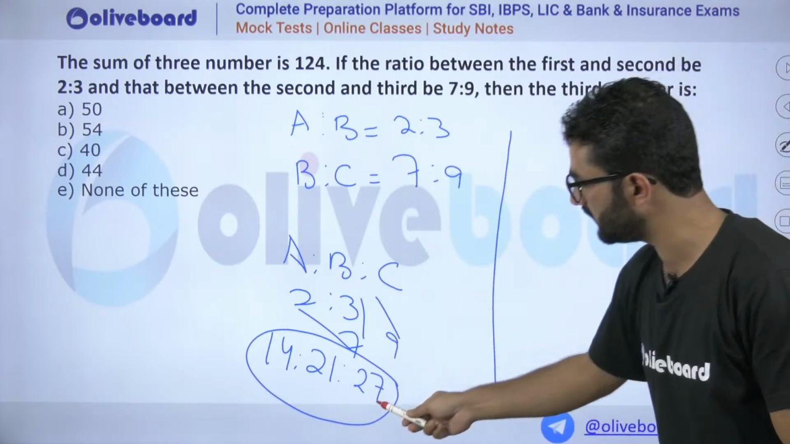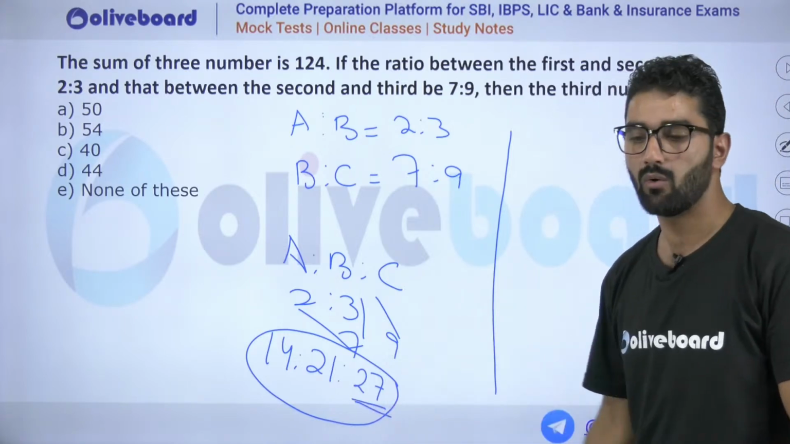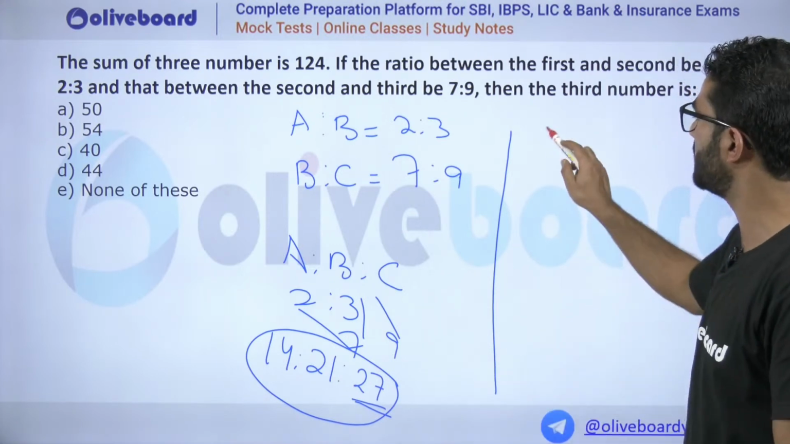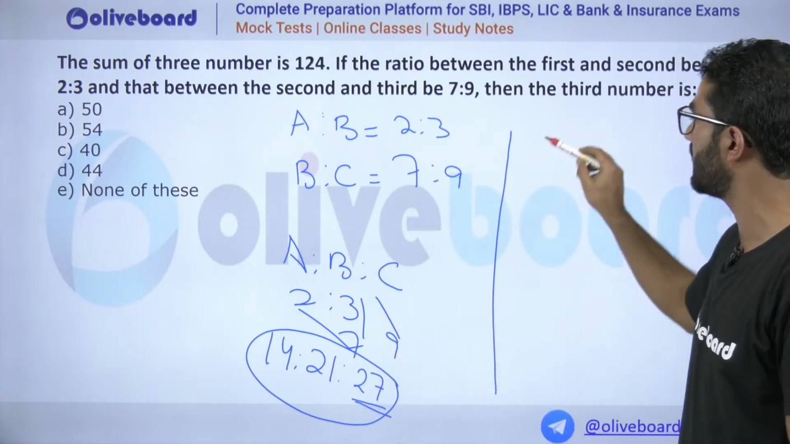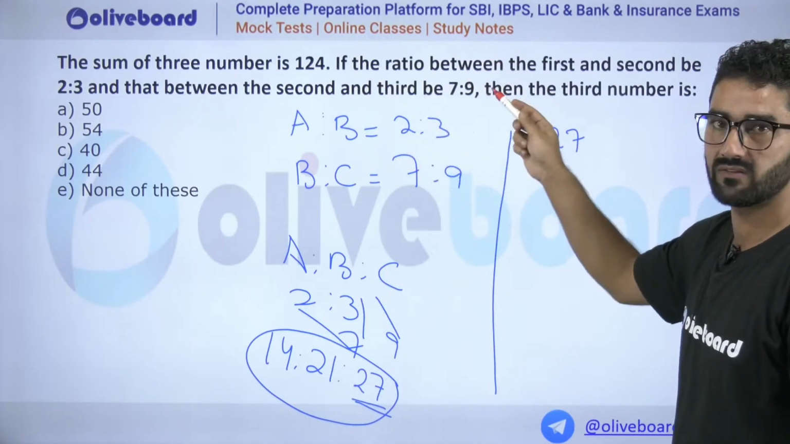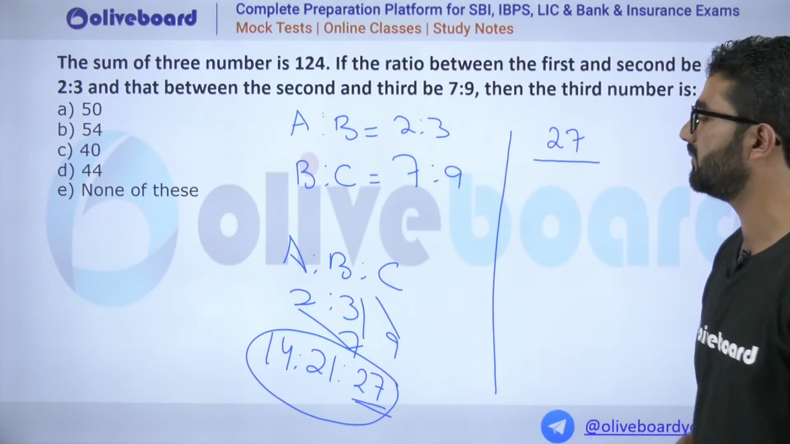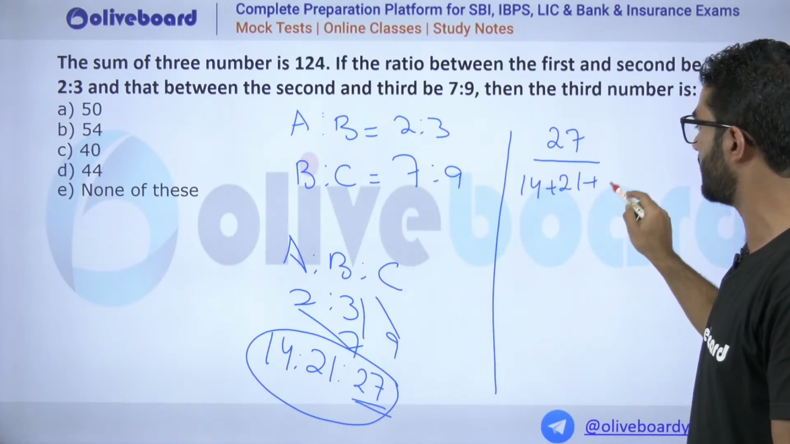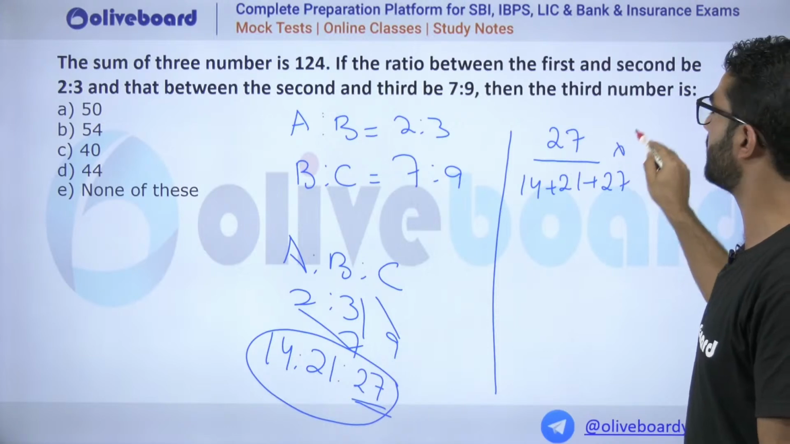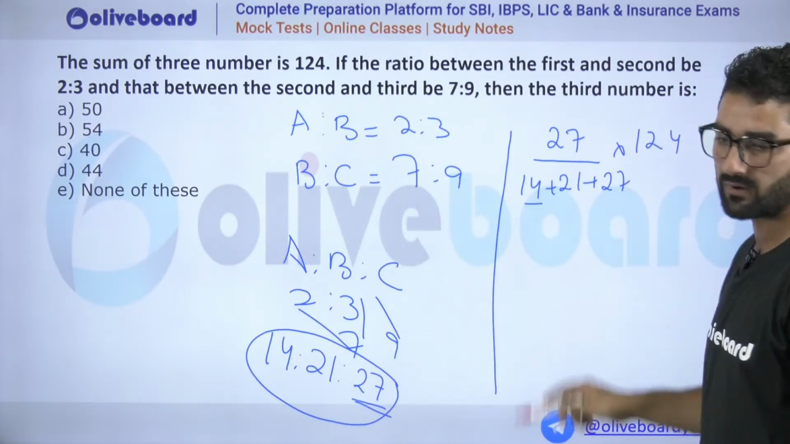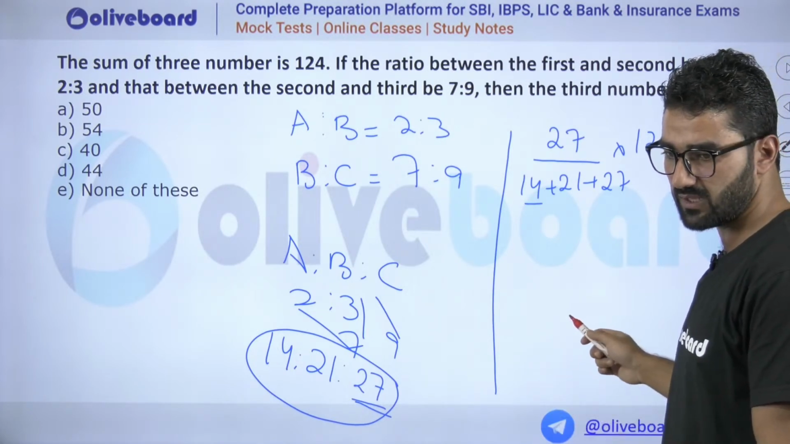Now dealing with this, what is the third number? Third number means we have to calculate this number. We don't have any information regarding the number, we just calculate the ratio. If we are calculating this number, it will be 27. Their total sum is given. So can we write the ratio will be 27 divided by 14 plus 21 plus 27, multiplied with 124. So what could be the sum of these three numbers? That is 62.